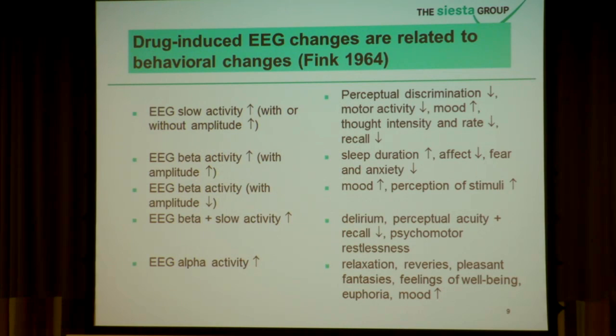That those combinations of different variables and variable changes tell us something about behavioral changes, about physiology, was already discovered very early on. Fink, already in 1964, published work showing that certain types of EEG band activity, if it changes, for instance, slow activity goes up, corresponds to decreased perceptual discrimination or motor activity, or if beta goes up, then fear and anxiety go down, and so on.